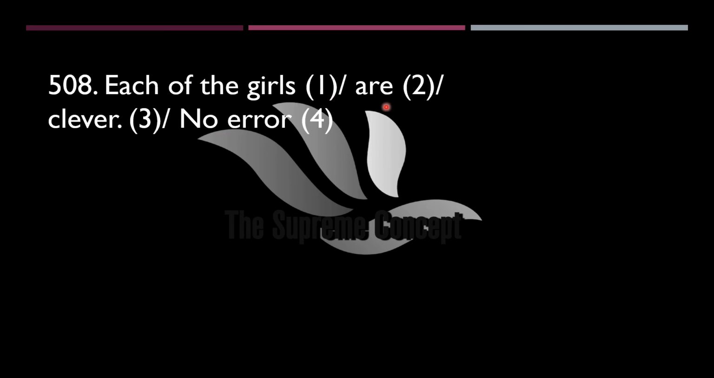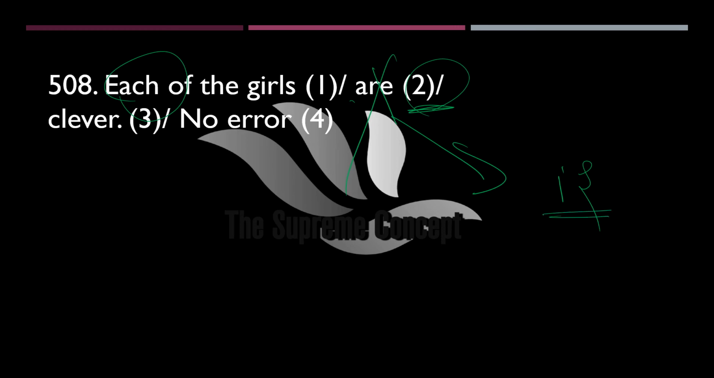Each of the girls are clever. So figure out your answer here. Yes, you marked it correctly. See, error lies in part number 2 here. We will use singular verb form. Instead of are, we will use is. Each of the girls. See, here we are using each of. So for each of, we will use singular verb form. Always keep this in mind. Each of agrees with singular verb form.